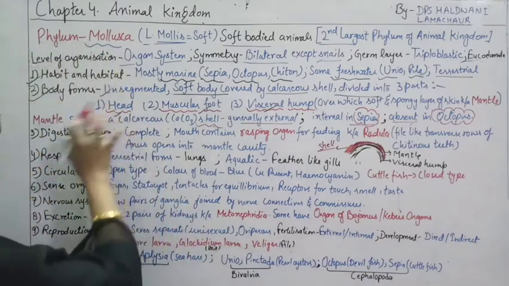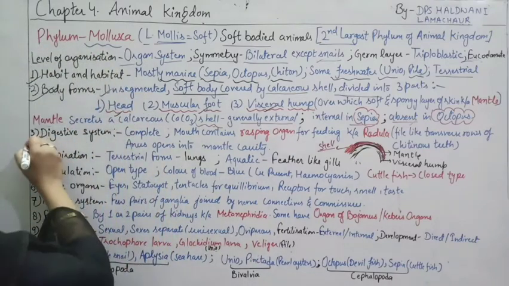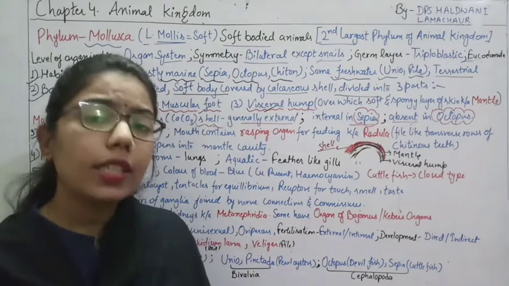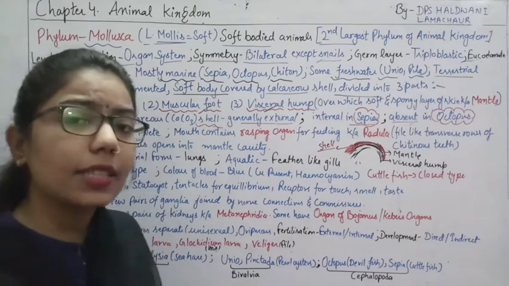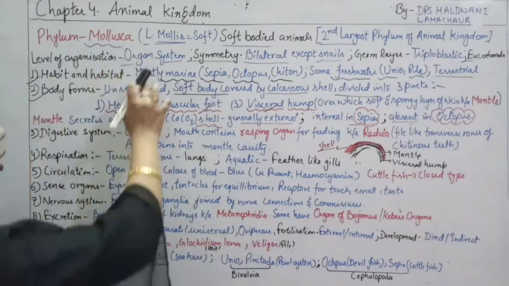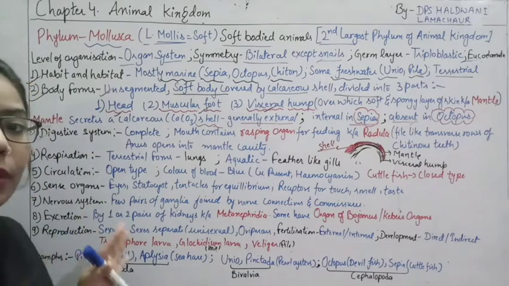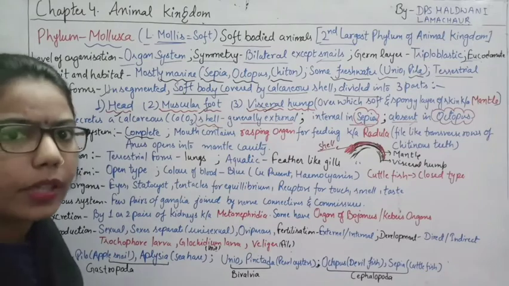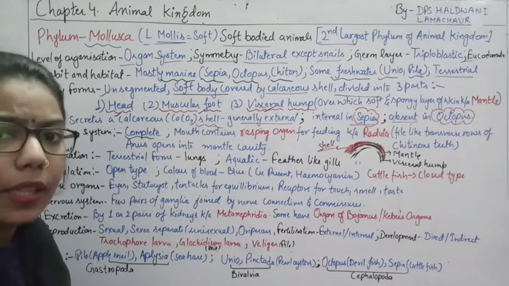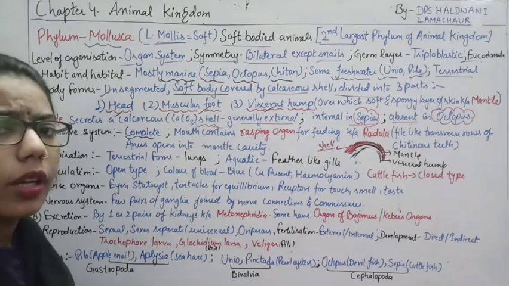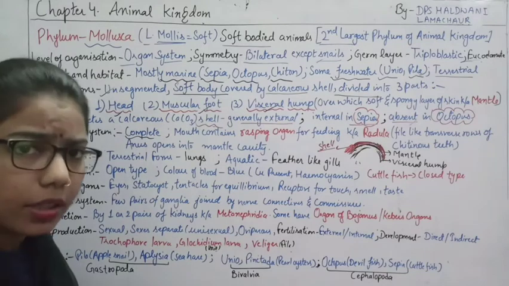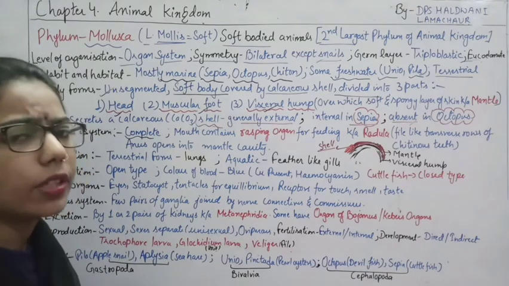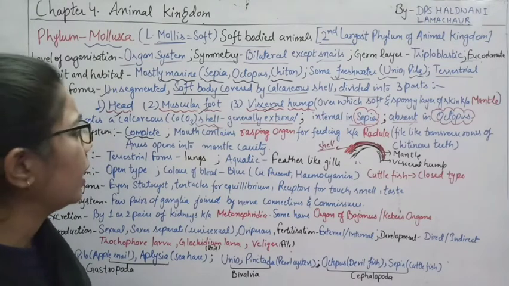So here we have discussed the body forms. Now come to the digestive system. As we have said, it has an organ system level of organization. There must be a proper system. So here again there is no advancement. As in the previous phylum they already got the advanced form, that is a complete digestive system, a complete digestive tract, which has 2 openings, mouth and anus.